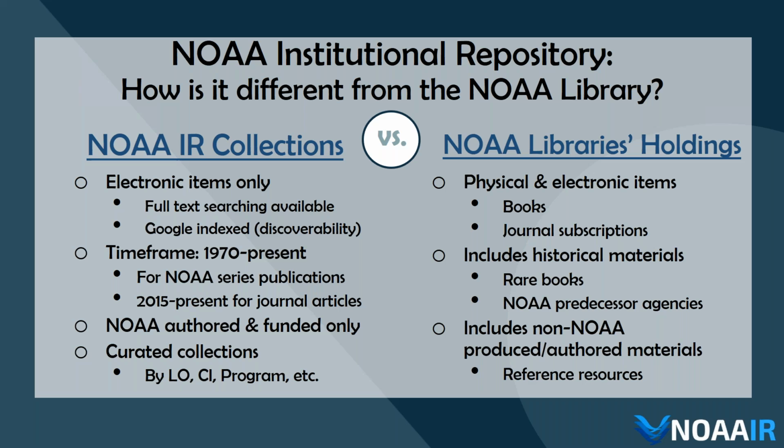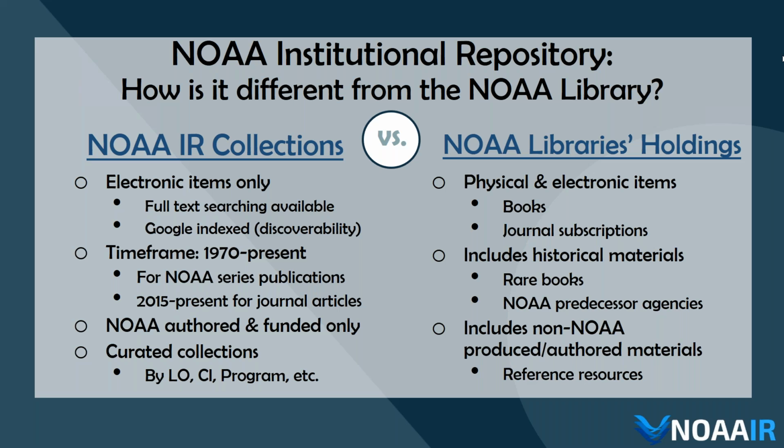So we get a fair bit of confusion about why the IR is different than the NOAA library holdings. The library manages the IR, we've built it, we maintain it, but it's not the same collection. The IR is electronic items only. It's only things produced by NOAA. For NOAA's series publications and reports, we have everything we can back to 1970 to the present, and a very small handful of predecessor documents.